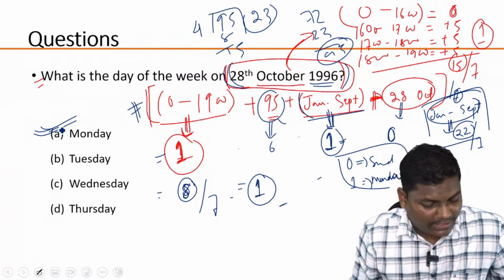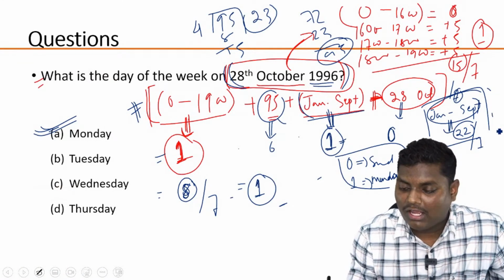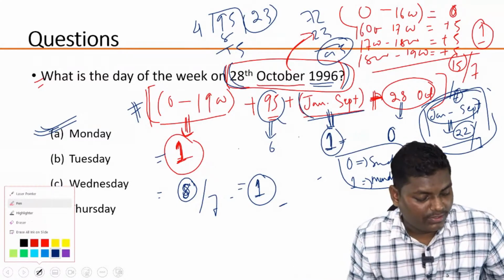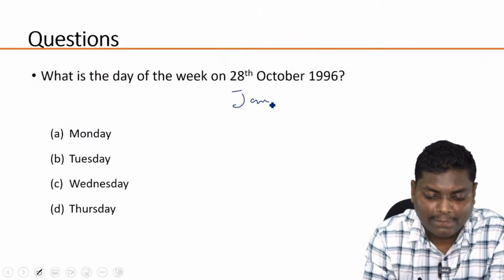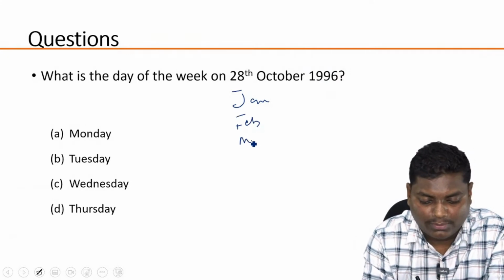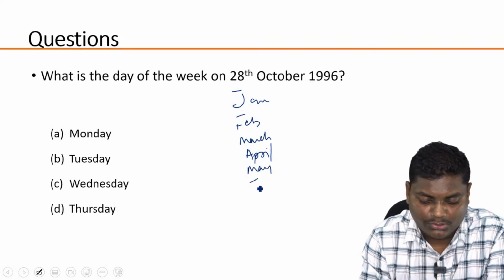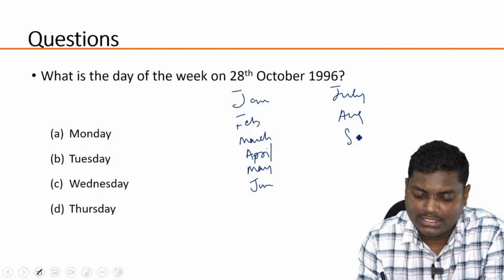Okay, Sanchari, I'll explain it again. So this thing is clear. Now I will explain how the number of odd days is 22 for January to September. Just January to September: January, February, March, April, May, June, July, August, September.